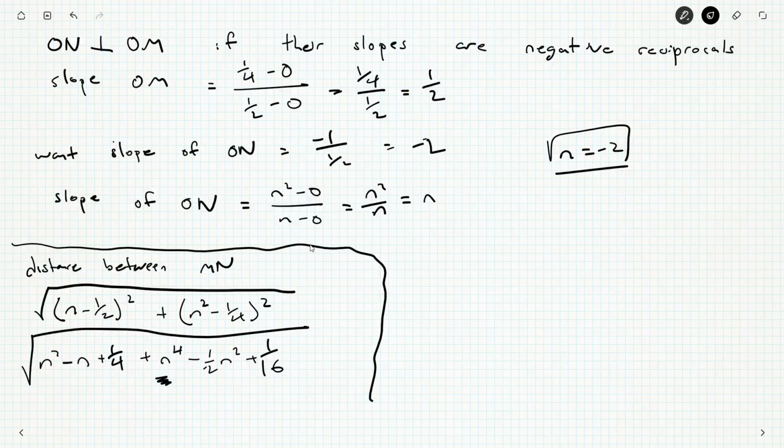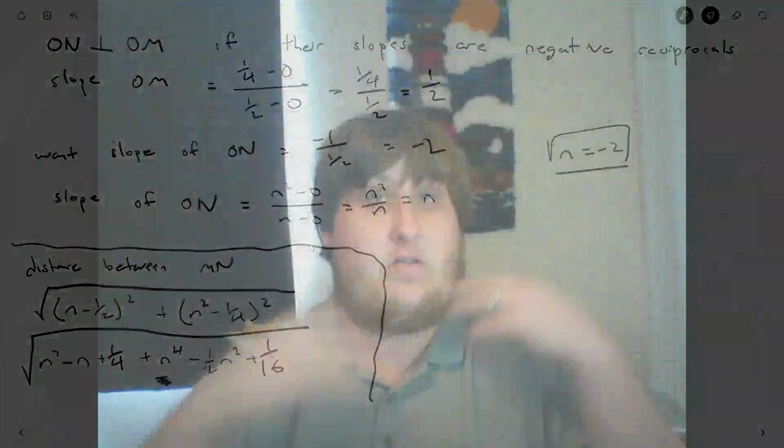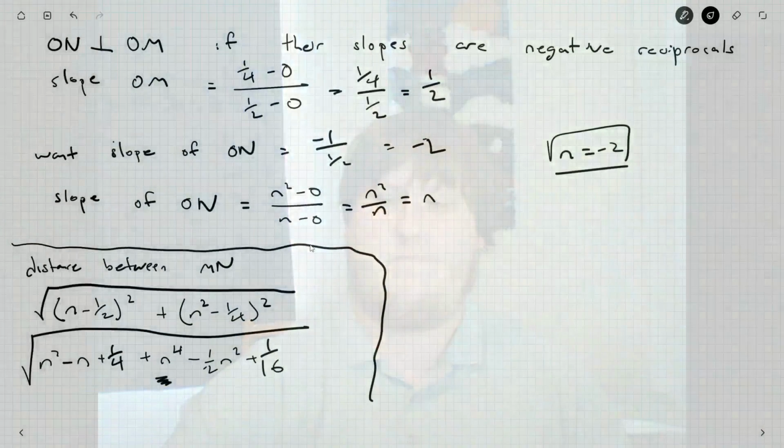But you'll have an n to the 4th and not a very friendly quartic in terms of n. So that's probably the best thing that I can say about don't do it with the distances. It's probably possible, but the slope was so quick and slick. And you don't want to make a light bulb question harder.